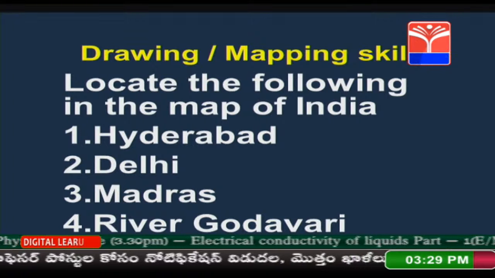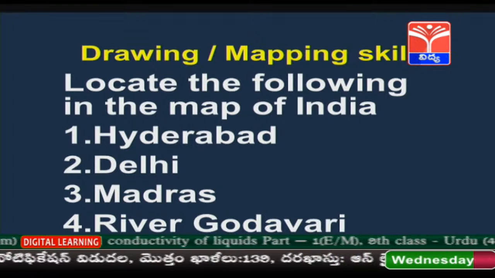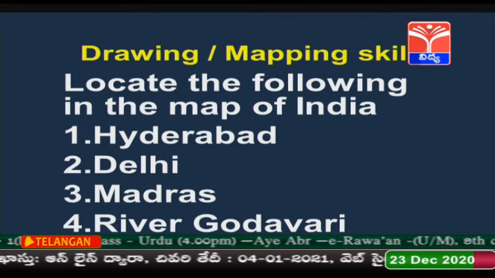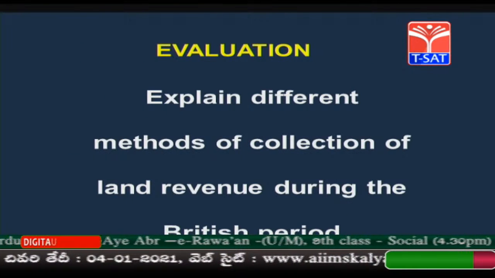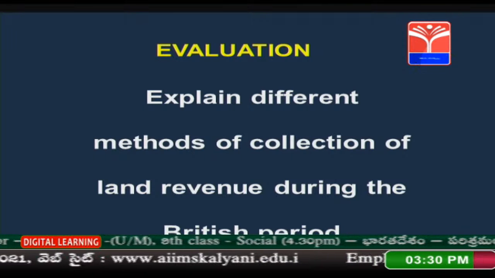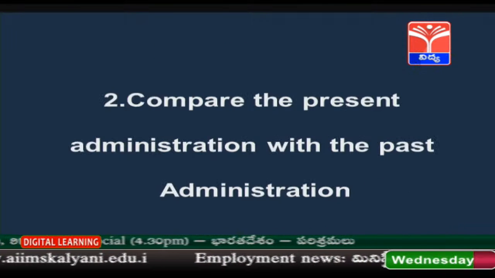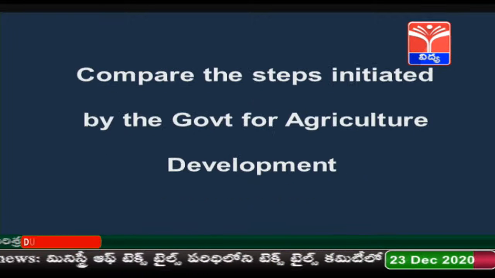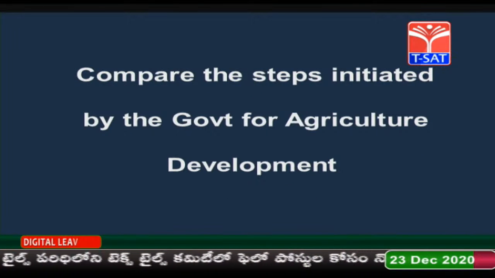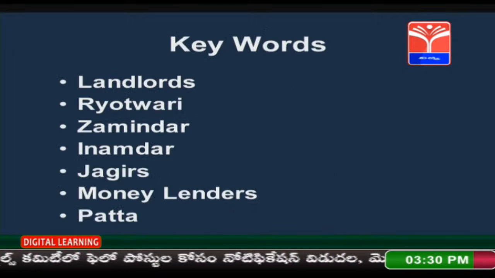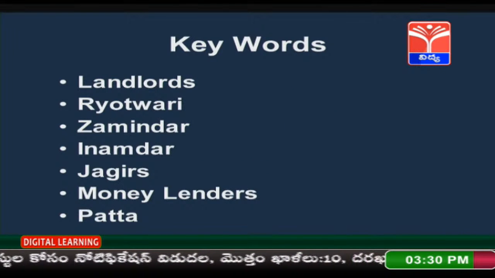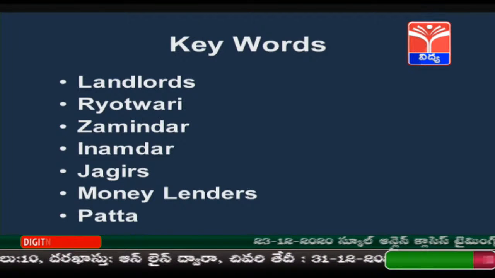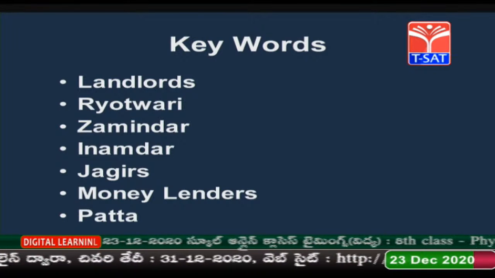Drawing and mapping skills. Locate the following in the map of India: Hyderabad, Delhi, Madras, River Godavari. Evaluation. Explain different methods of collection of land revenue during the British period. Compare the present administration with the past administration. Compare the steps initiated by the government for agricultural development. Keywords: landlords, Raithwari, Jamindari, Inamdar, Jagirs, moneylenders, Patta.